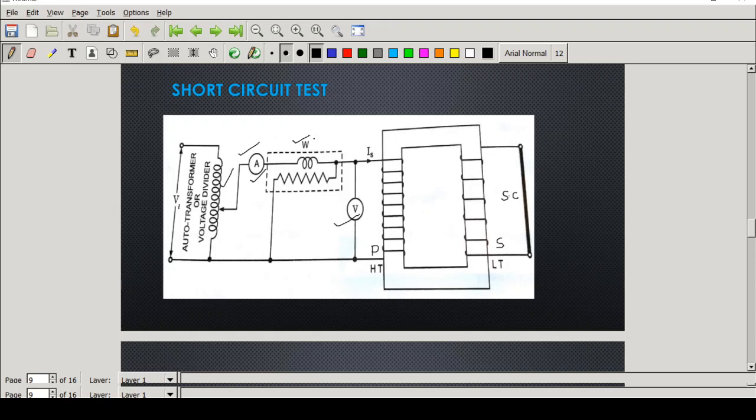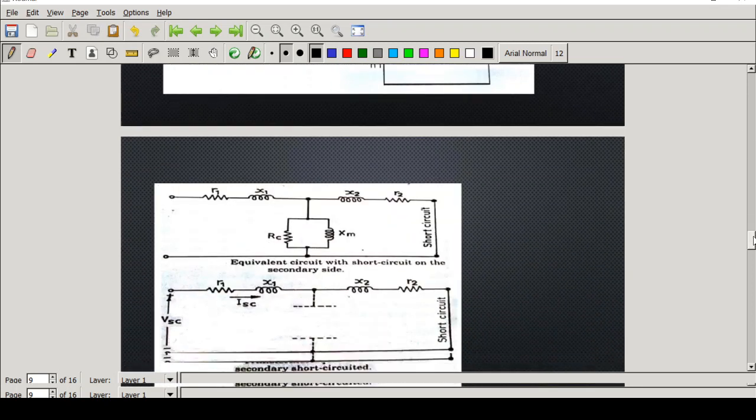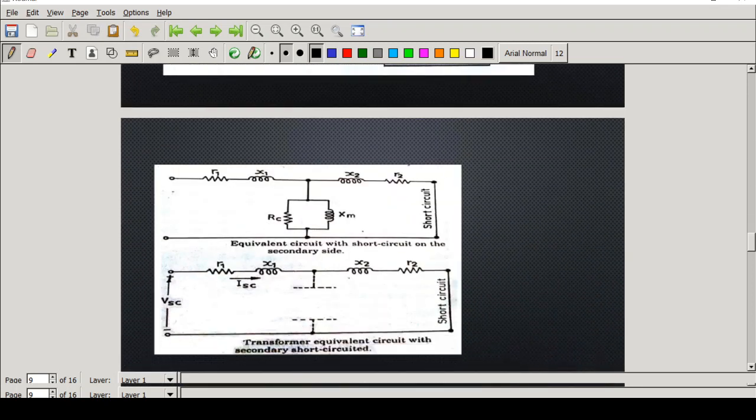Now in the short circuit test, what we are doing is shorting the low voltage side, right? So it can be considered as an impedance to which a voltage is applied. I will explain this in detail. Suppose this is the equivalent circuit of this transformer. In this short circuit test, you are going to find the copper loss. What is the equation for this copper loss? Copper loss is given by I squared into R.